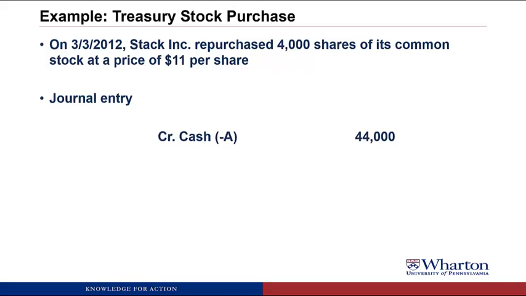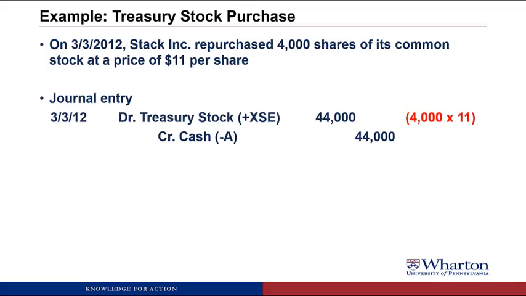Okay, so we're paying cash $44,000. So I have a credit to cash $44,000. That's 4,000 shares times $11 per share. The debit is going to be this account treasury stock, which is a contra shareholders' equity, which means it's increased with a debit, and it goes in at 44,000, which is the 4,000 shares times $11 per share.